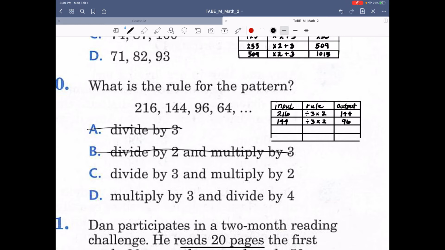So let's see if it works on the next one. 96 divided by 3 is 32, times 2 is 64. It did work. So that's the pattern that I'm looking for. It's C. You just try those until you find the one that fits. So number 10 is C.